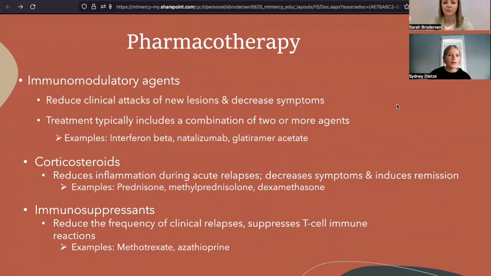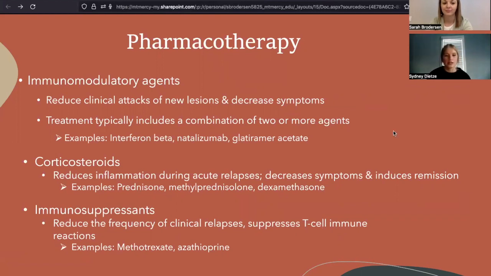So pharmacotherapy. These are more of the disease modifying agents, so immunomodulatory agents. These reduce clinical attacks of new lesions and decrease the symptoms. And then typically patients are on 2 or more of these agents. And the route for these can vary. You can get intravenous infusions, oral. There's just different routes that you can take for that.